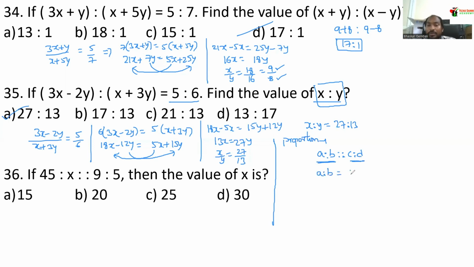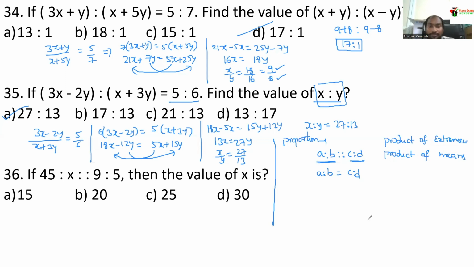Simply we say a is to b equal to c is to d. And here a and d we call extremes, b and c we call means. What do we know? Product of extremes equal to product of means. Product of extremes equal to product of means. Let's apply the same technique here.